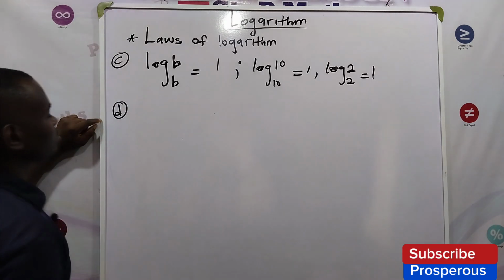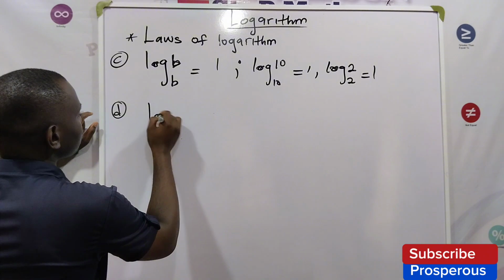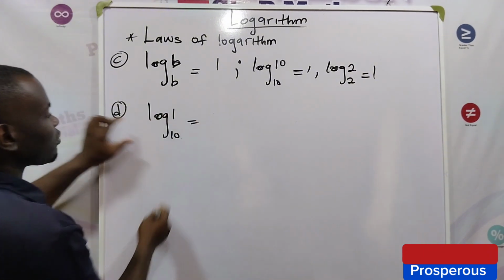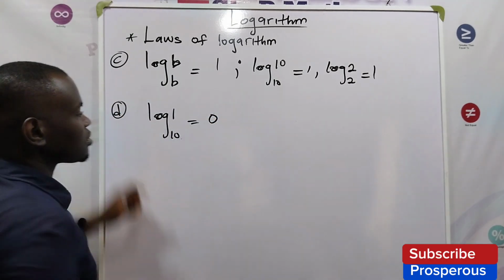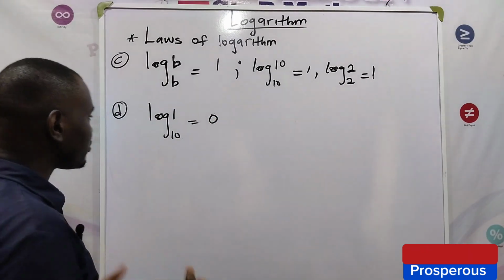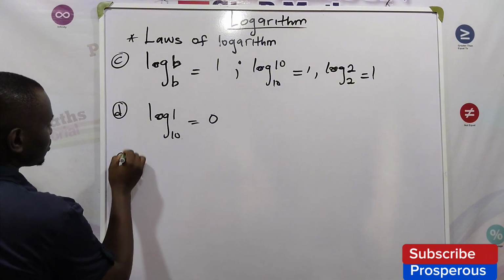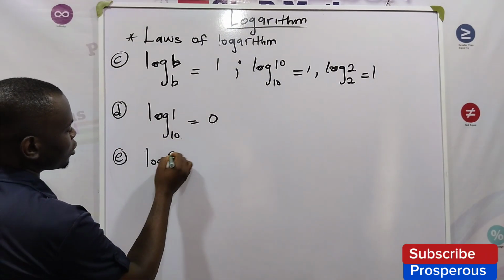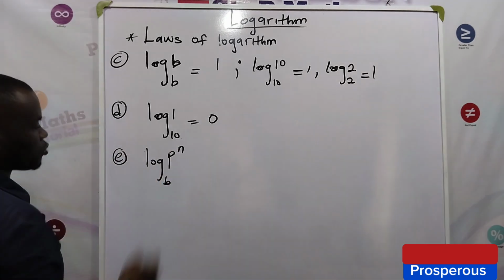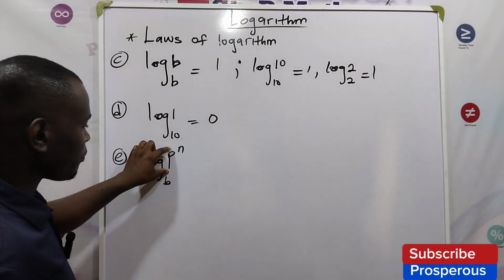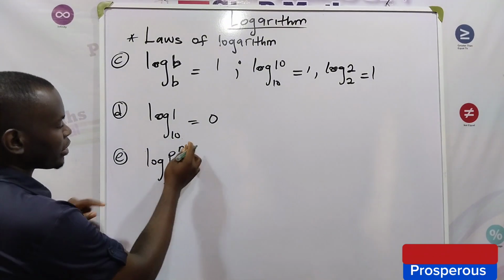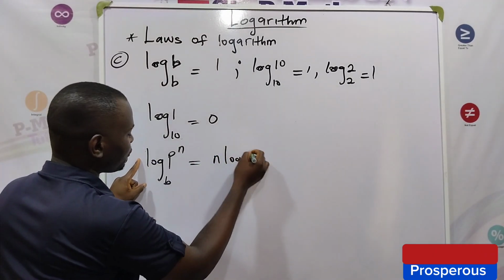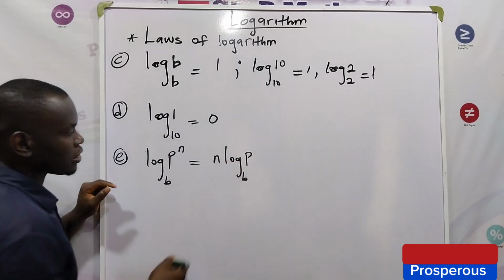Now the next one we want to look at is that the logarithm of 1 is always 0 to any base. If you have logarithm of 1, just know that it is 0. Log 1 to any base is equal to 0. Then the next one is the power of a log number to base b. Anytime your log number has a power, take the power to the front of the logarithm. So we'll have n times logarithm of P to base b. Let's see an example.